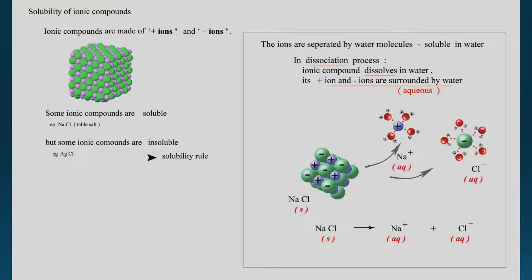As we mentioned, in the equation, this is a block of NaCl. Now they become separated into ions surrounded by water. They become ions surrounded by water. That's what we call aqueous.